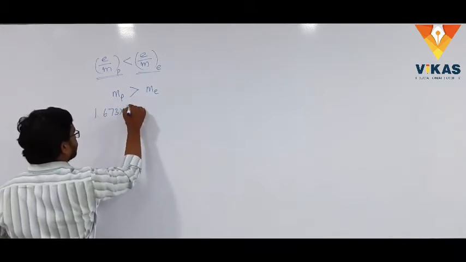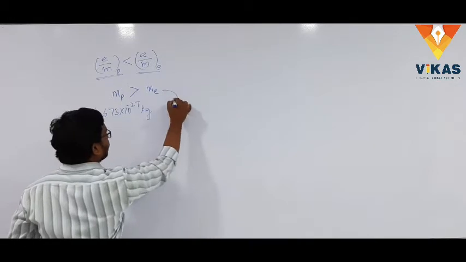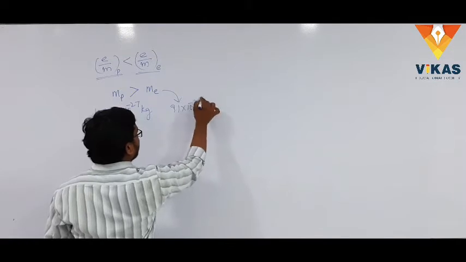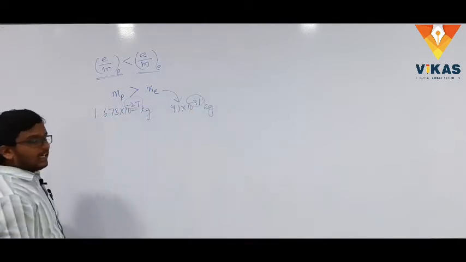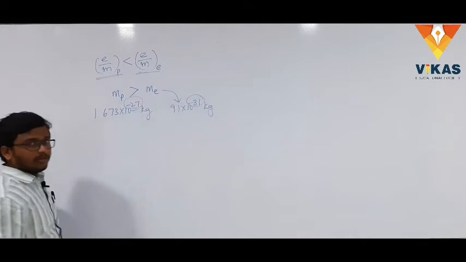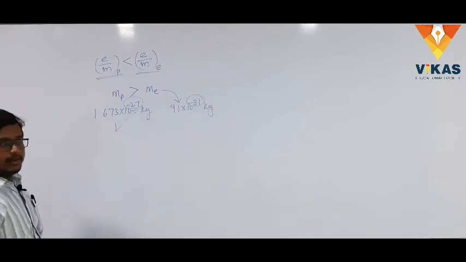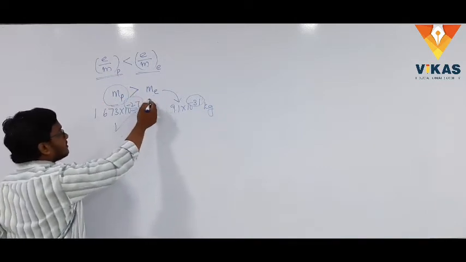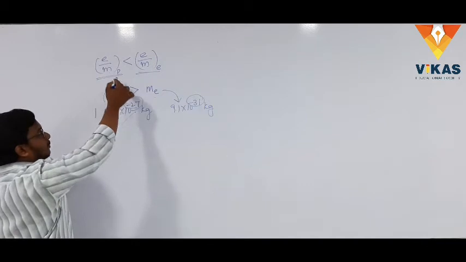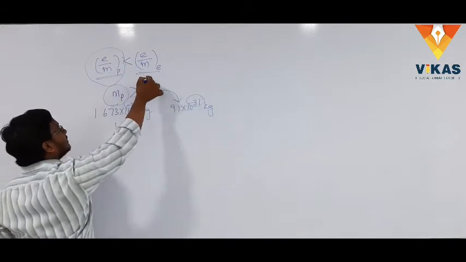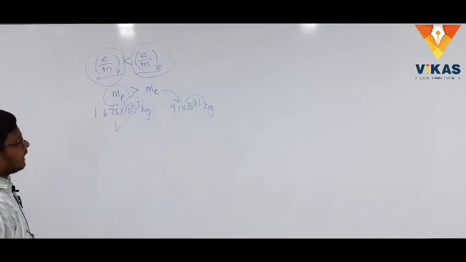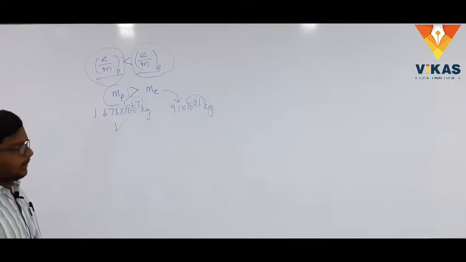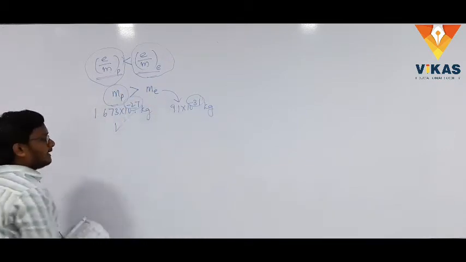1.673 into 10 to the power minus 27 kg, while that of an electron is 9.1 into 10 to the power minus 31 kg. If you see this magnitude, minus 27 and minus 31, which is higher? This one is higher, right? So the mass of a proton is higher than the mass of an electron, which makes the charge to mass ratio of a proton lesser than the charge to mass ratio of an electron. In the case of charge, both have the same magnitude of charge, but their masses are different. The mass of a proton is more.